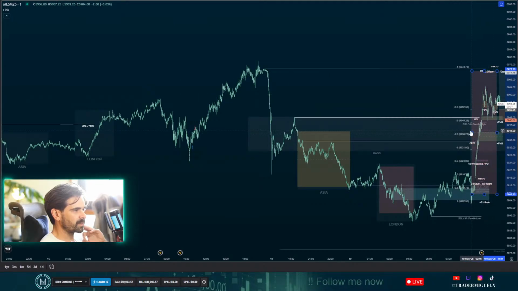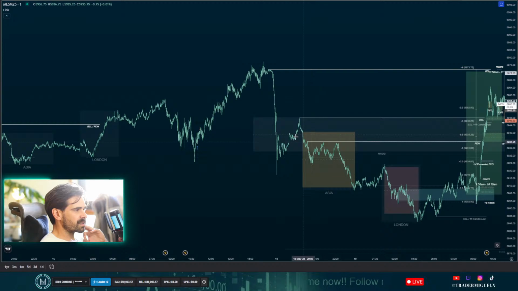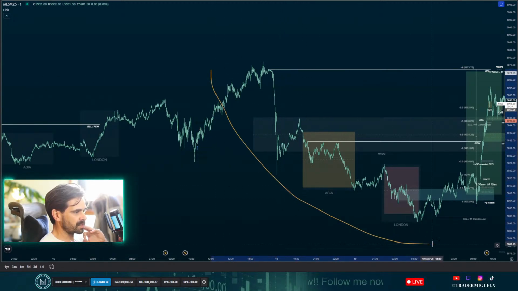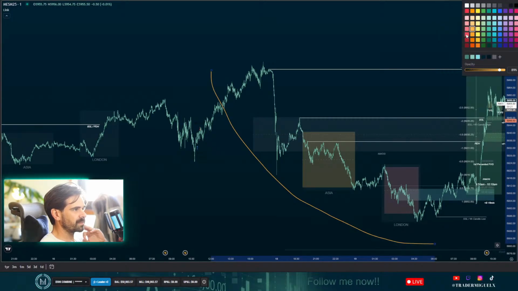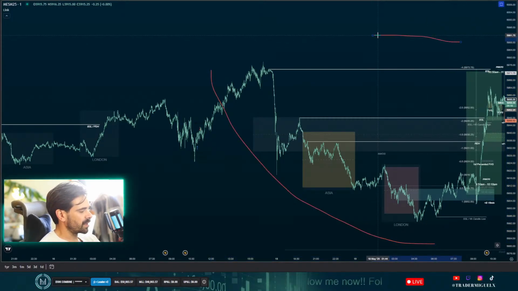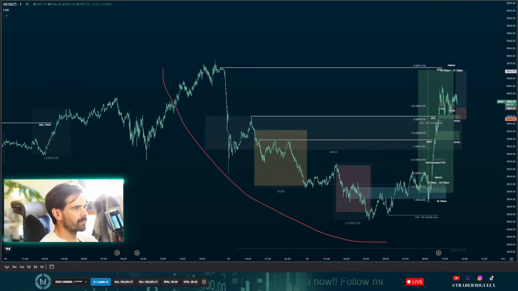Because honestly, you can see it the other way. So this should be the sell side curve here, and this is the buy side curve. So the buy side curve will end as soon as we take buy side liquidity here.